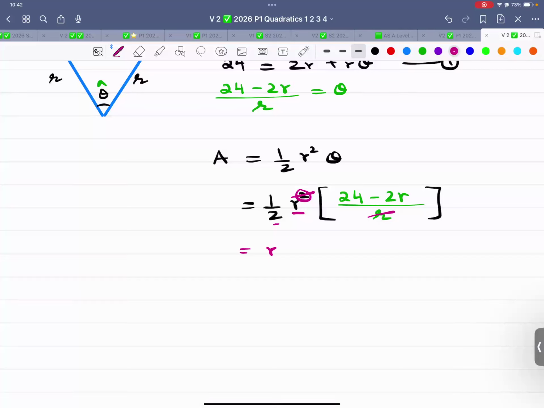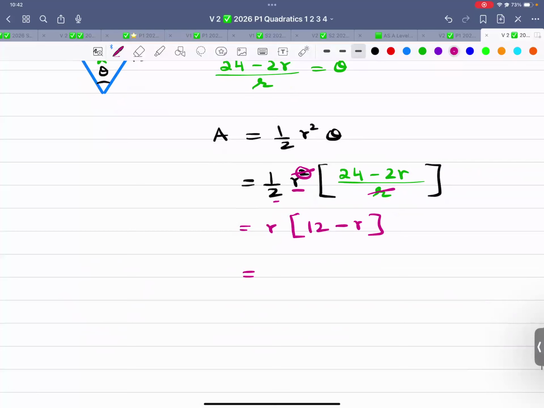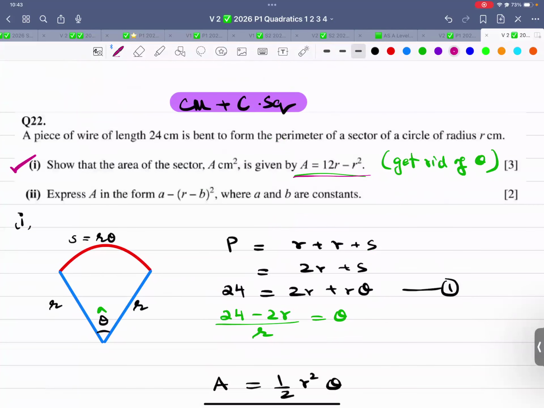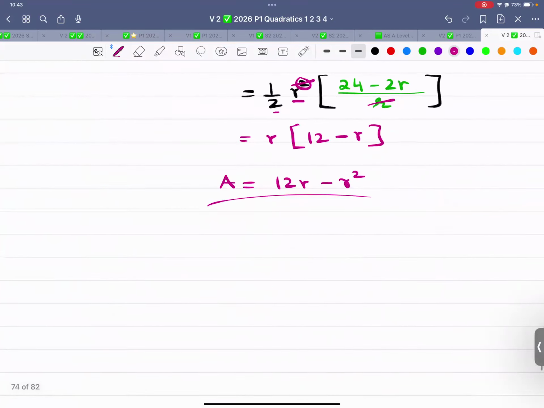So this is r on the outside. 24 divided by 2 is 12. 2r over 2, that is r. And they are leaving the answer after multiplication. 12r minus r square, that is A. Is that the answer? Yes, that is the answer. So question number 1 is a combination of circular measure, two equations, perimeter, area, and that's how things are done. Express A in this form.